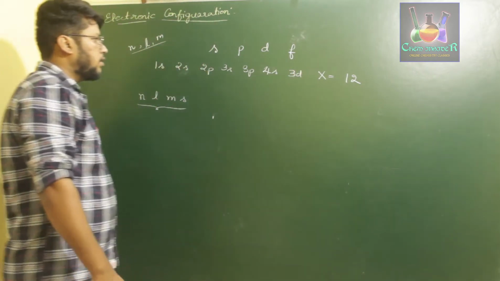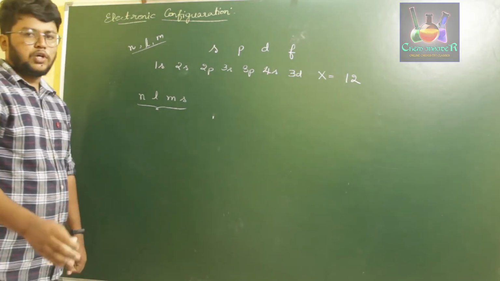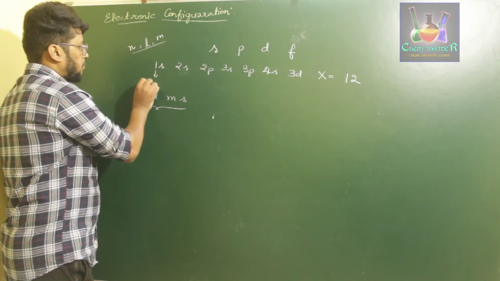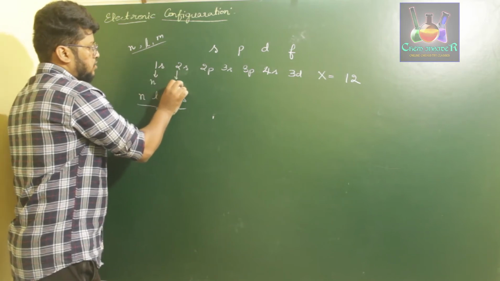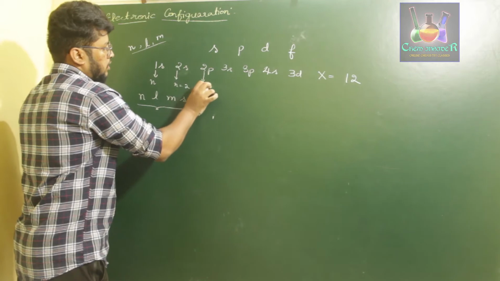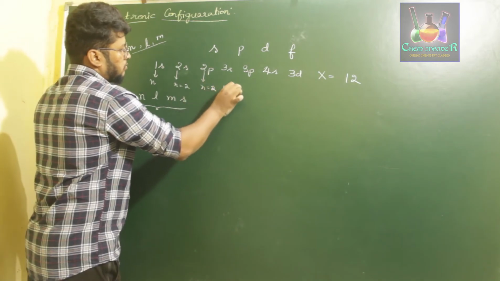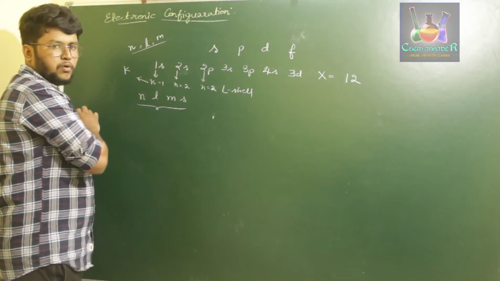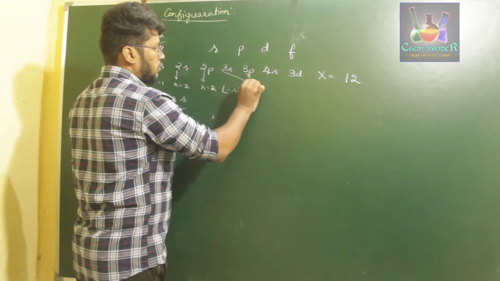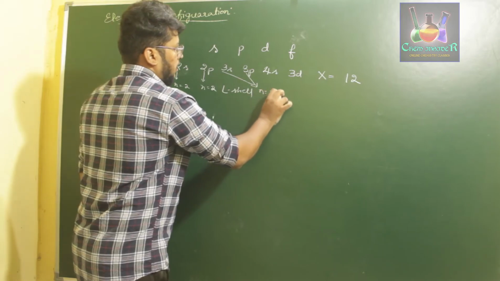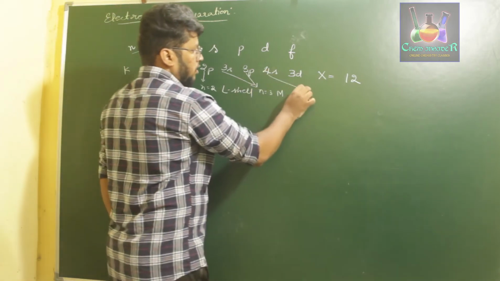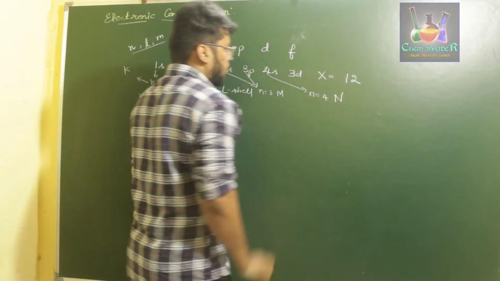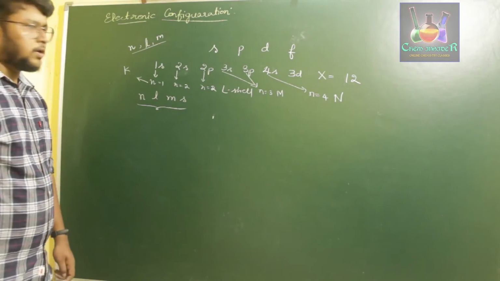Now, in order to fill up the electrons, if you observe the given steps, we have used the principal quantum number n. Here n is 1 for K shell, n is 2 for L shell, n is 3 for M shell, and if n is equal to 4, then we use N shell. So clearly we are using the principal quantum number first.